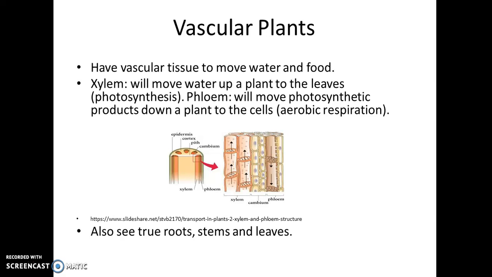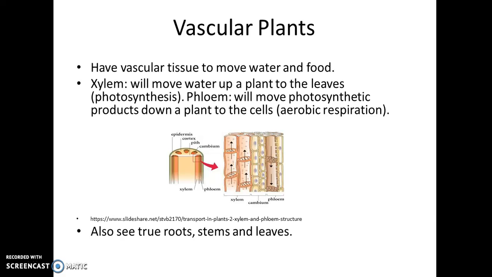Vascular plants have vascular tissue. Non-vascular plants don't. So there's two types of vascular tissue. We have xylem. It's not exhalem. It's xylem. Xylem will move water up a plant to the leaves where photosynthesis happens. You need water for photosynthesis to replace the electrons, and breakdown of water produces oxygen.